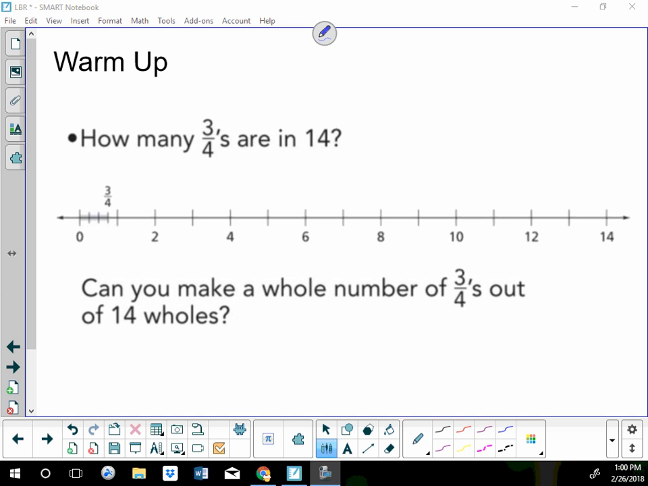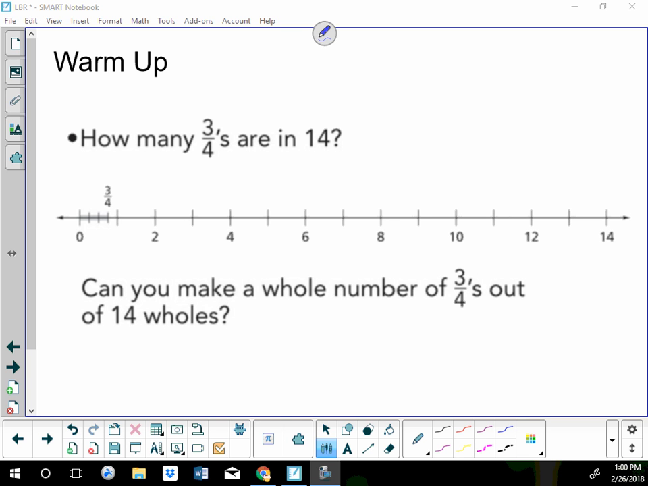So, our goal today is for us to talk about strategies that we can use to divide fractions. Our first question today, and I hope I didn't give it away, says, how many 3/4 are in 14? Now, are we going to use addition, subtraction, multiplication, or division to solve this problem?